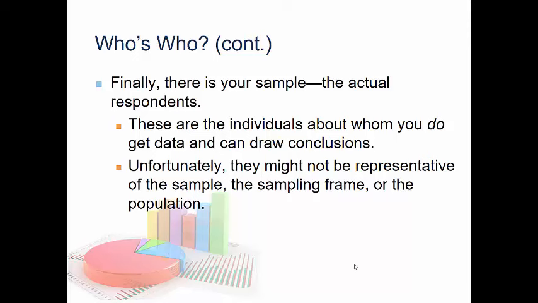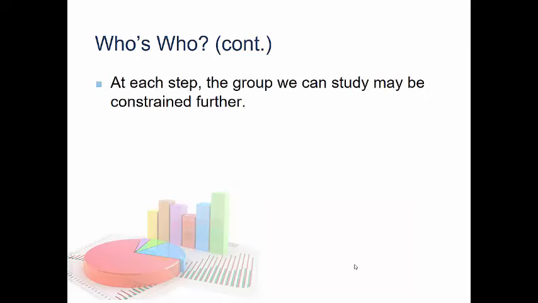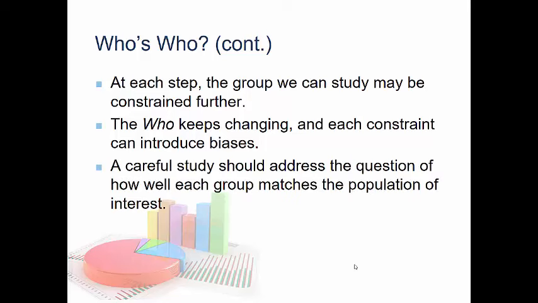Unfortunately, they may or may not be representative of the sampling frame, or the population, as we saw in that Landon versus Roosevelt example. So at each step, the group we can study can be constrained further. The who keeps changing, and each constraint we put on there can put biases on it. So you should always figure out how well each group matches the group you're really trying to understand.